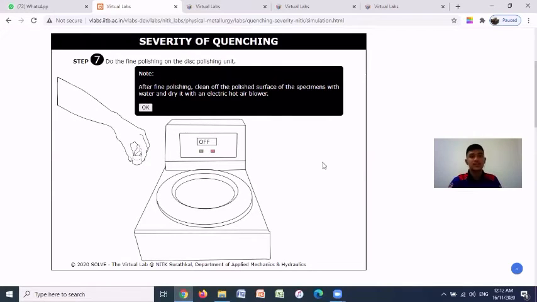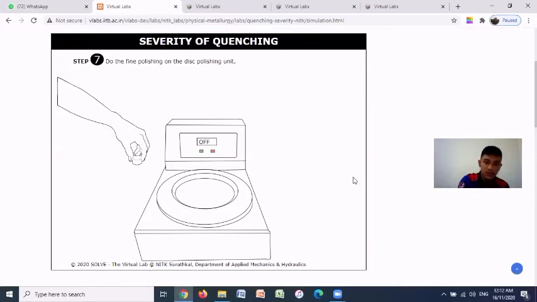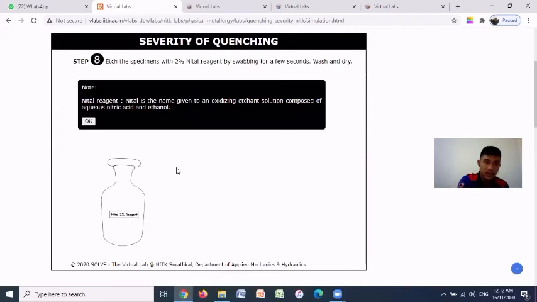After fine polishing, clean off the polished surface of the specimen with water and dry it with an electric hot air blower. Okay, so we go to the next step. Etch the specimen with 2% nital by swabbing for a few seconds. Wash and dry. Not nitrogen. Nital is the name given to an etching solution composed of alcohol, nitric acid and ethanol.